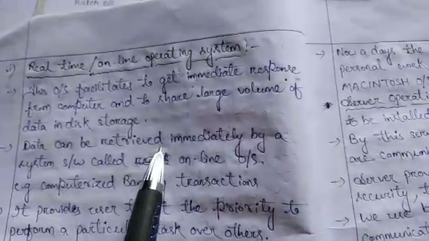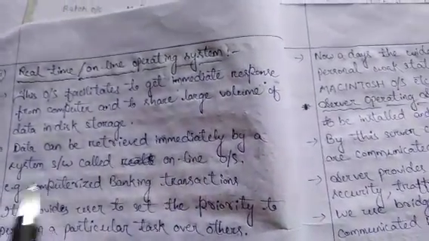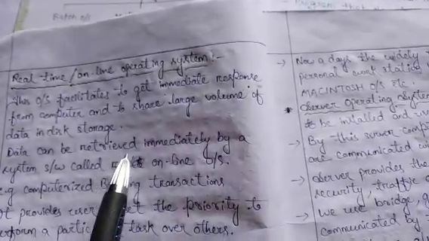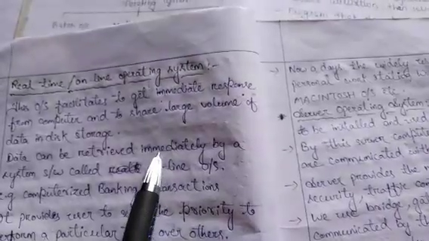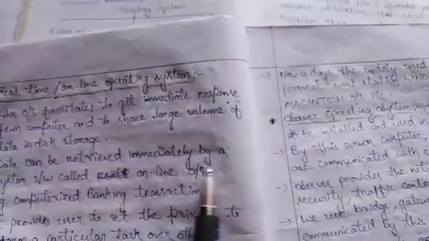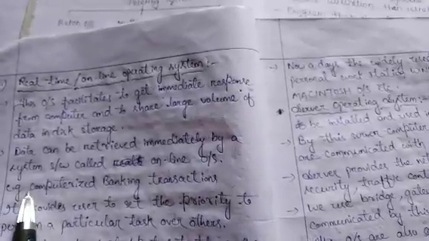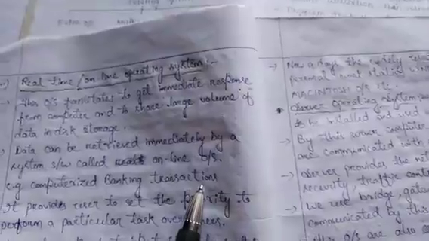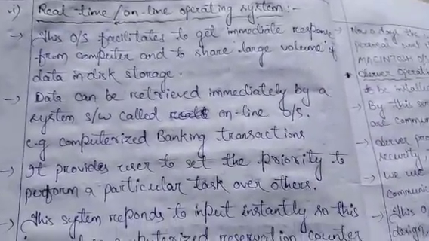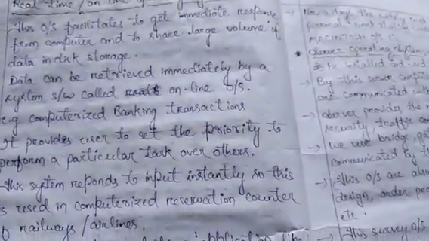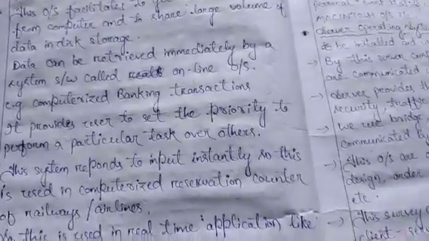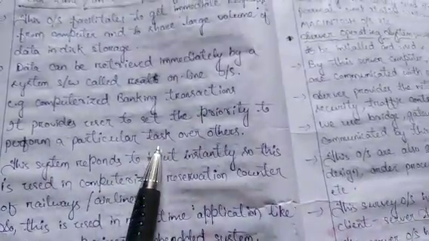Data can also be retrieved immediately by a system software called an online operating system. So data retrieval is also immediate, and updation is always done immediately at the same time. A computerized example is computerized banking transactions. Whenever we make a transaction, the updation and the latest value retrieval are done immediately. It also lets the user set the priority to perform a particular task over others.